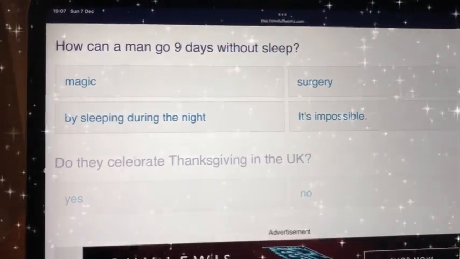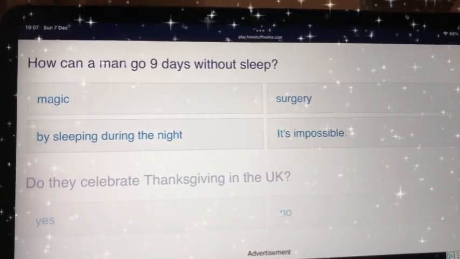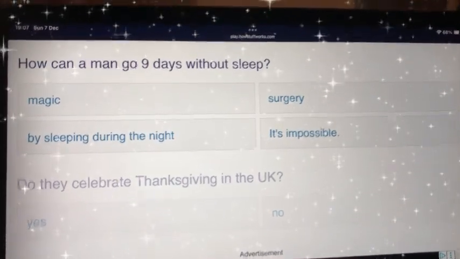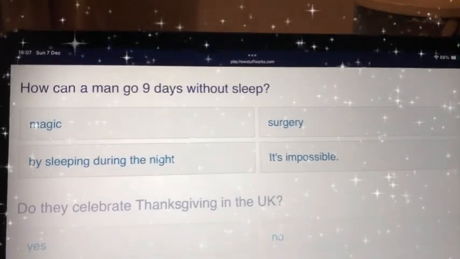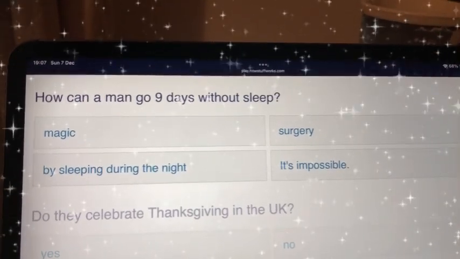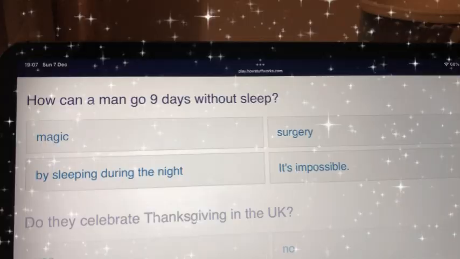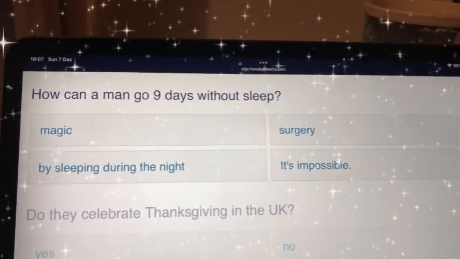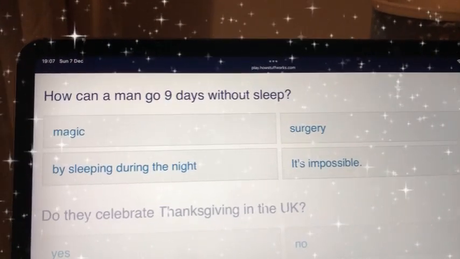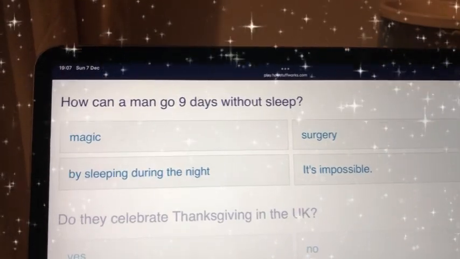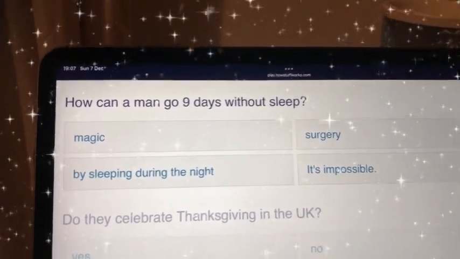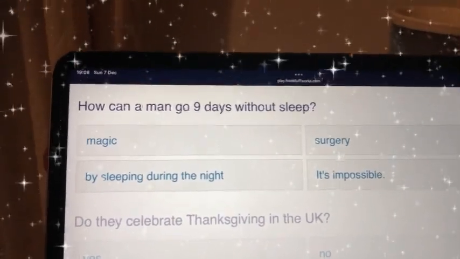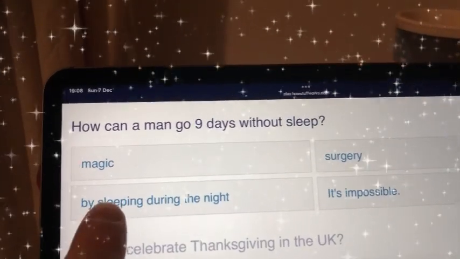How can a man go 9 days without sleep? Is it magic, surgery, by sleeping during the night? It's impossible. Right. Well, process of elimination, I think. Obviously, it's not magic. Surgery, nah. It's impossible. No, it's not impossible. The answer again is in the question. How can a man go 9 days without sleep? So the clue there is days, by sleeping during the night. So the answer has got to be that one.